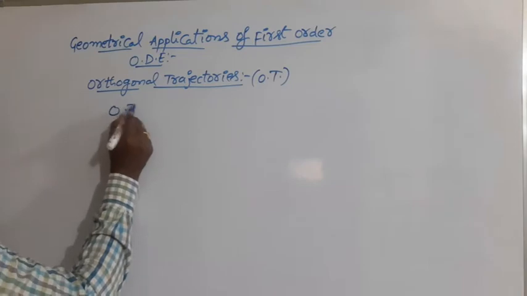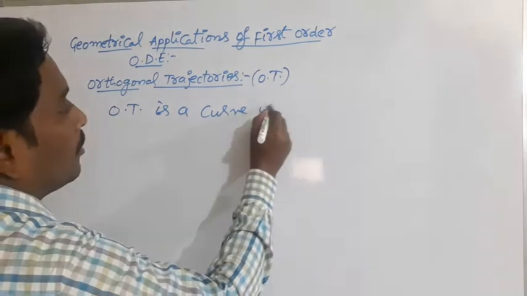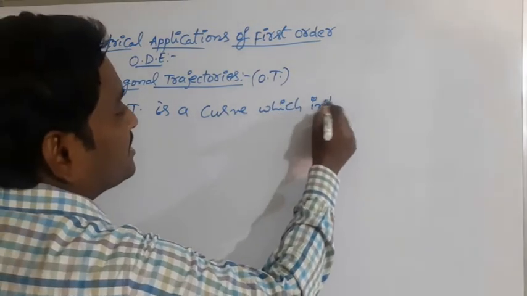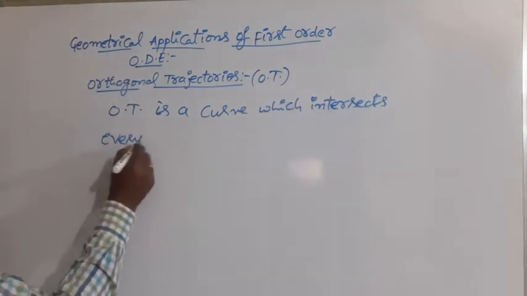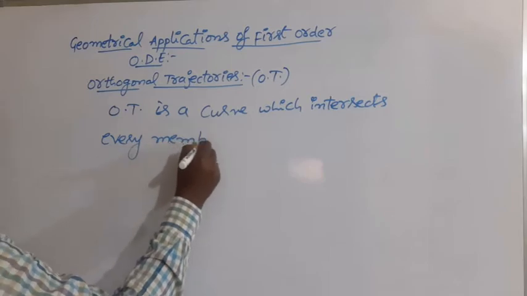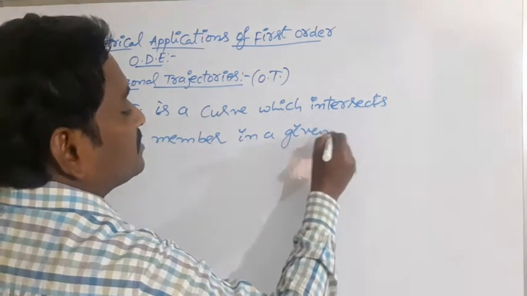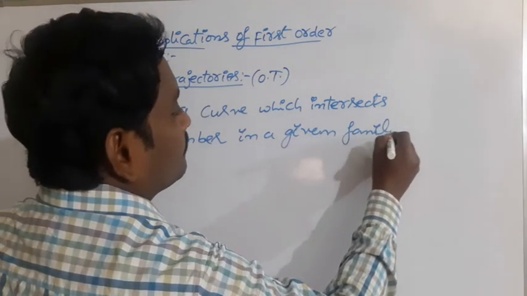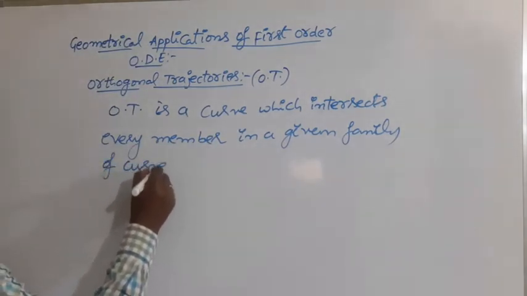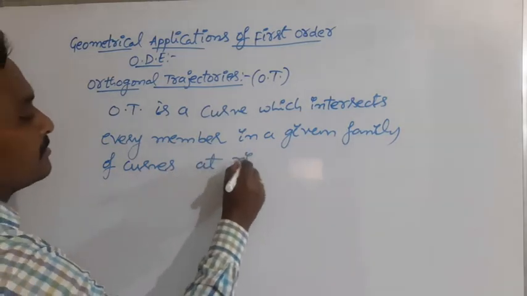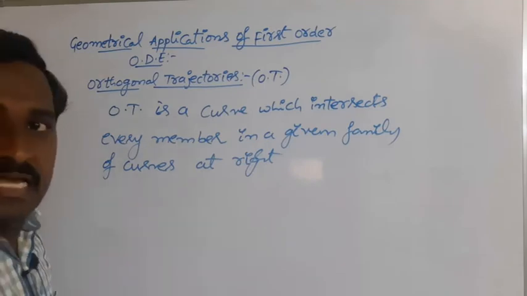An orthogonal trajectory is a curve which intersects every member, which means every curve, in a given family of curves at right angle. Orthogonal means 90 degrees. It means right angle.